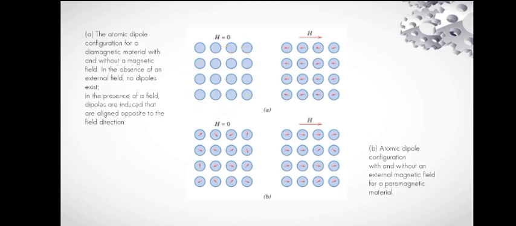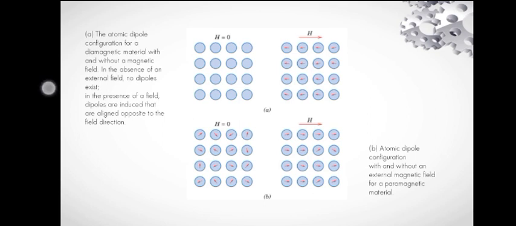In the presence of a field, dipoles are induced that align opposed to the field direction. So for figure B, this is an atomic dipole configuration with and without an external magnetic field for a paramagnetic material. Before we discuss this figure, what is paramagnetic? It is a material that has permanent atomic dipoles, which are acted on individually and aligned in the direction of an external field.